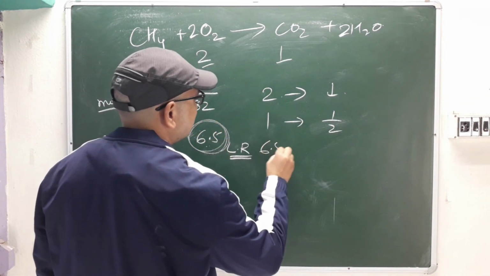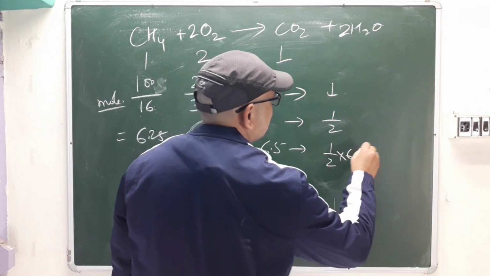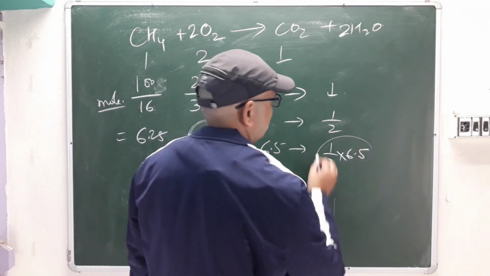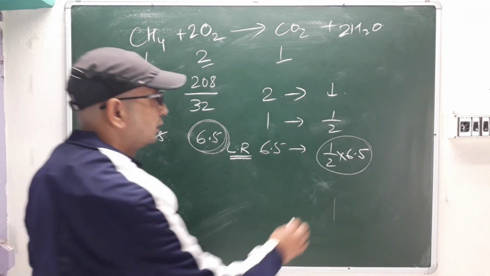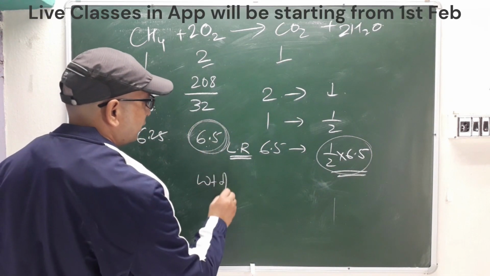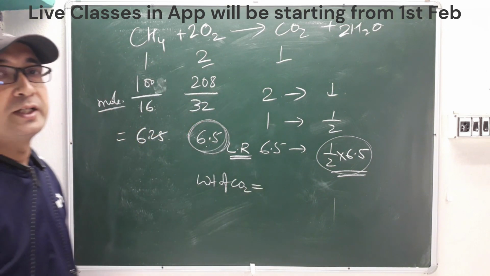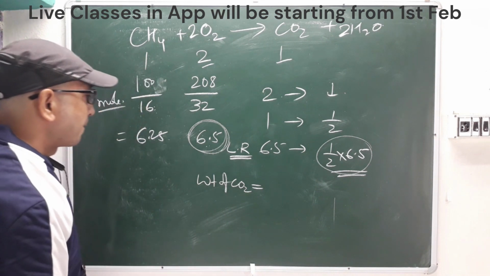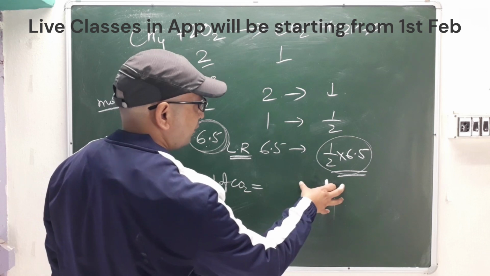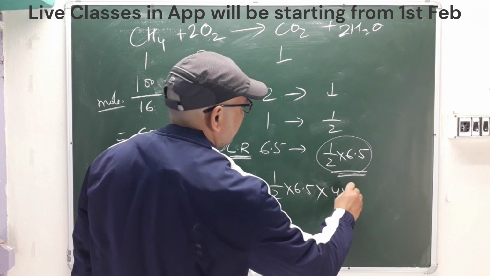Now you just write it down: 6.5 mole of oxygen will give 1/2 into 6.5 mole of, what is that? Carbon dioxide. So no need to solve this one, just take this much mole of carbon dioxide will produce. Now the weight of carbon dioxide, like how much carbon dioxide is getting produced, that we will do. It will be number of moles of carbon dioxide into molecular weight of carbon dioxide, right? So 1/2 into 6.5 into 44, right?